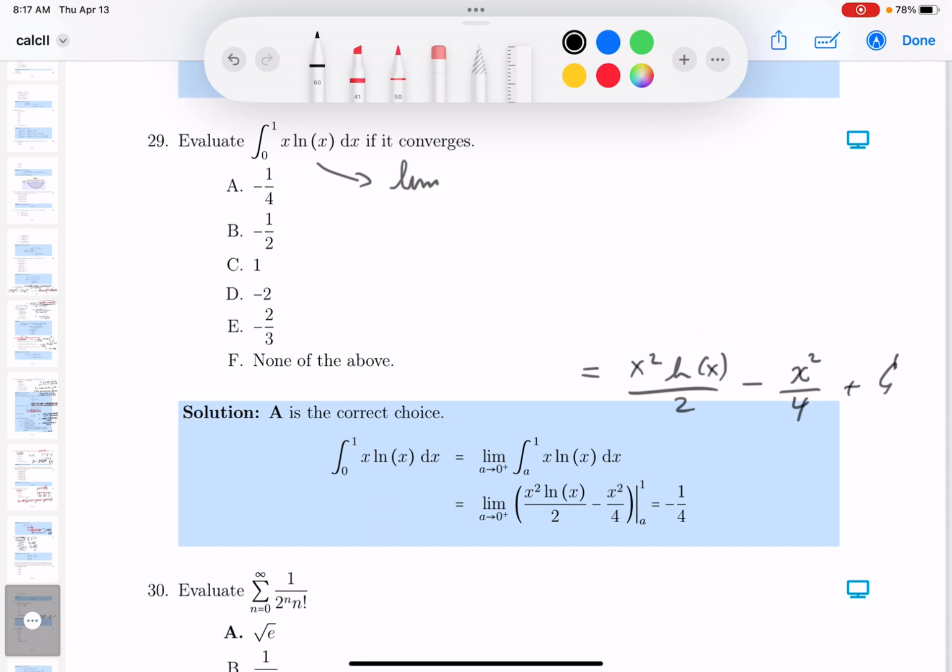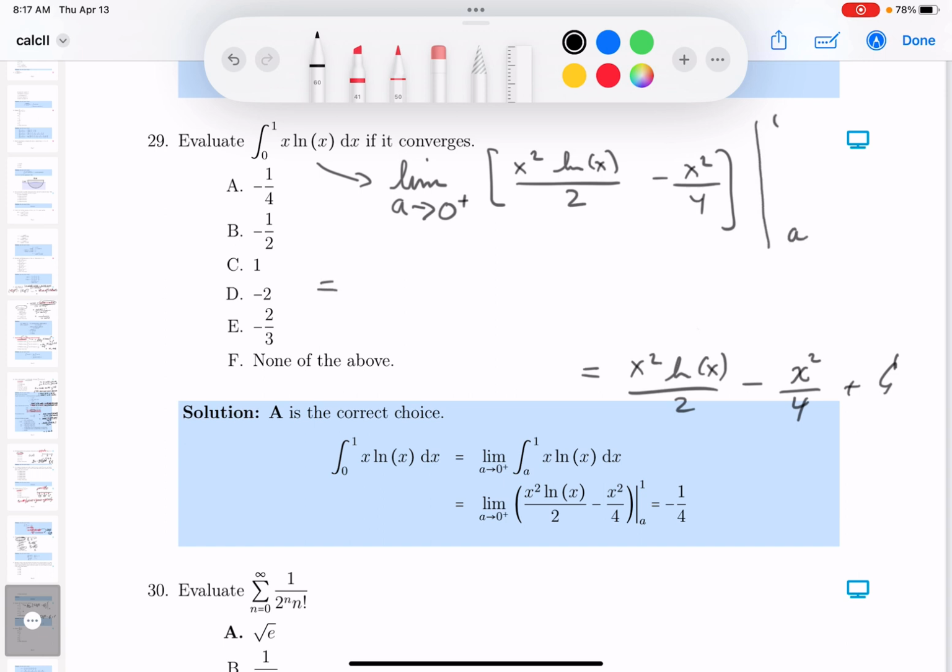So I can write the limit as a goes towards 0 from the right side. Let's put the antiderivative down, without the constant, of course. What do you get? x squared ln x over 2 minus x squared over 4. And the limits of integration are going to be from a to 1.